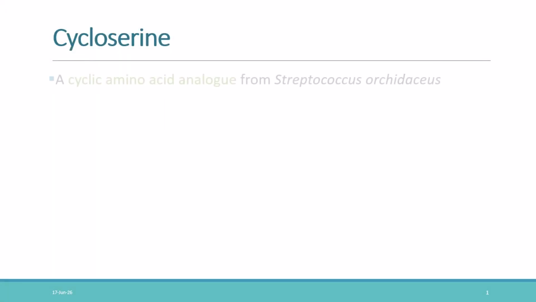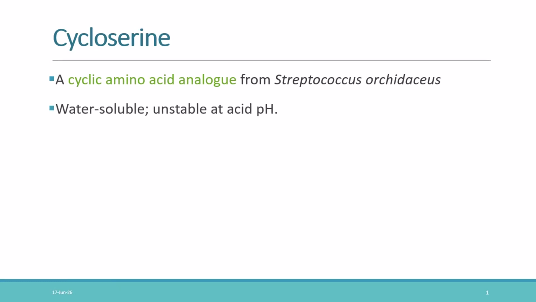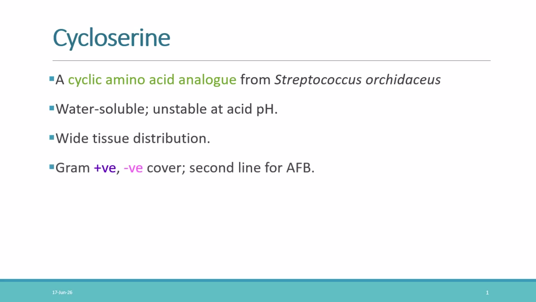Cycloserine is a cyclic amino acid analog that acts by interfering with D-alanine metabolism. D-alanine is an essential component of peptidoglycan synthesis, and disruption of its formation prevents proper assembly of the bacterial cell wall. Cycloserine exhibits broad activity against both gram-positive and gram-negative bacteria, but its principal clinical role today is as a second-line agent in the treatment of tuberculosis.